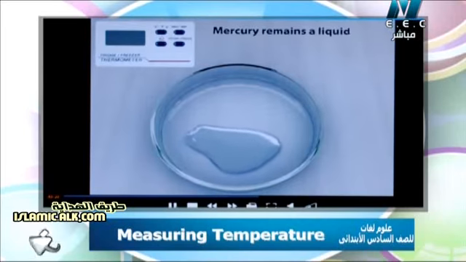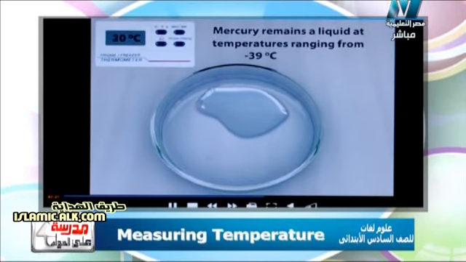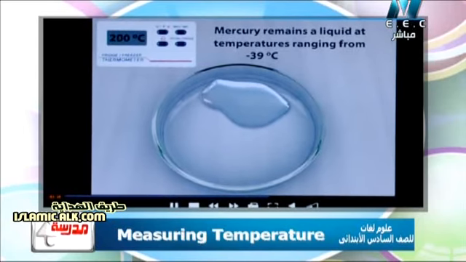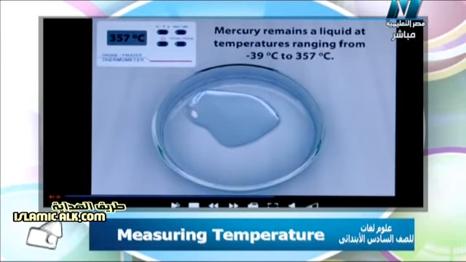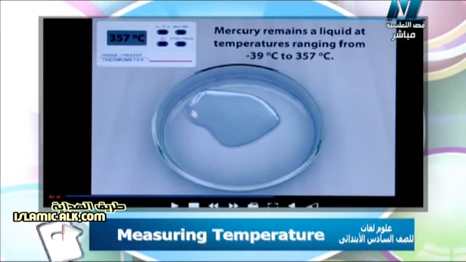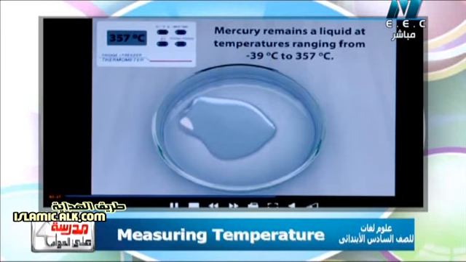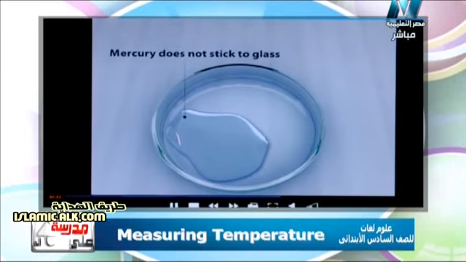Another reason: mercury remains a liquid at temperatures ranging from -39 to what? To a very, very high temperature which is 357 Celsius. So mercury stays liquid, it doesn't become solid or evaporate, over a very wide range, from -39 to 357 Celsius. Another very important reason: mercury doesn't stick to the glass.